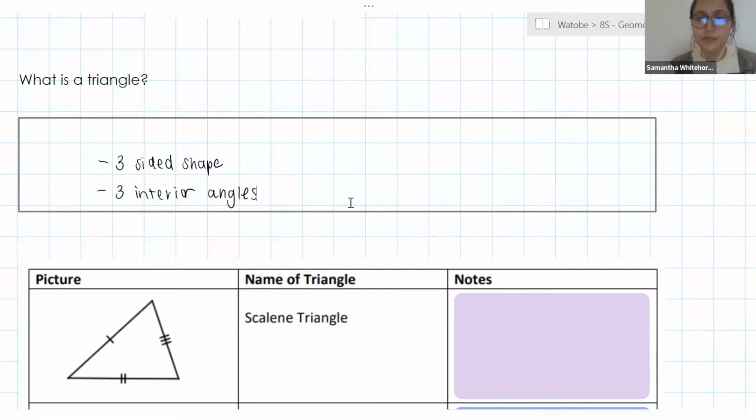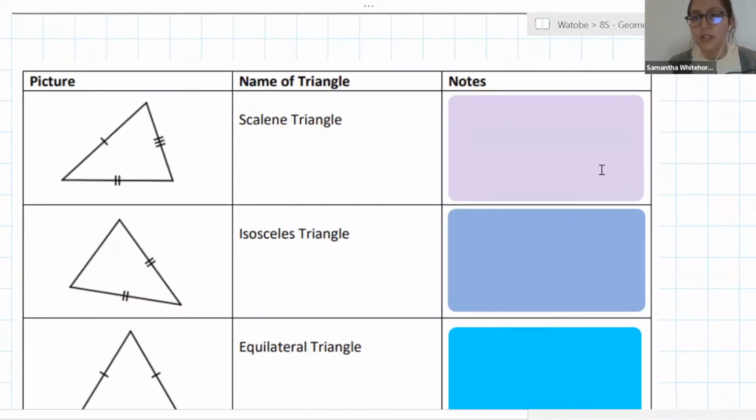Alrighty. So, Naledi's already keen. Naledi, can you tell me, and I'm going to ask you to unmute yourself, what a scalene triangle is? Yes, ma'am. A scalene triangle is a triangle that has no equal sides.